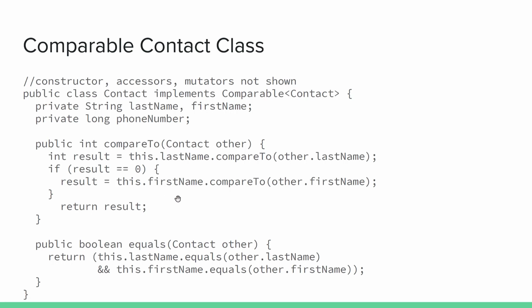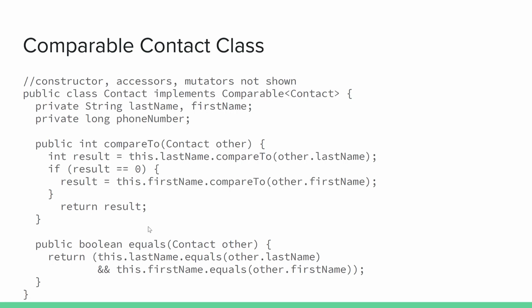So we would need then to compare first names to see relative order. And again, we compare first name compared to other first name using the String class's compareTo method. If this person's first name comes first, we would return a negative number. If the other person's first name comes first, we would return a positive number. But if the first names match and last names match, we will end up returning a 0, indicating that these two objects, these two contacts, are the same person. Same last name, same first name.